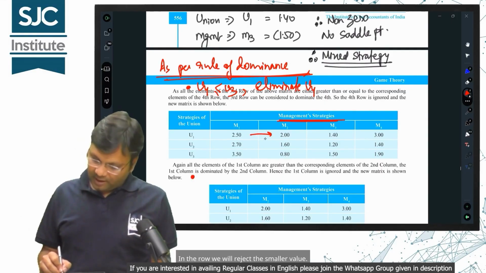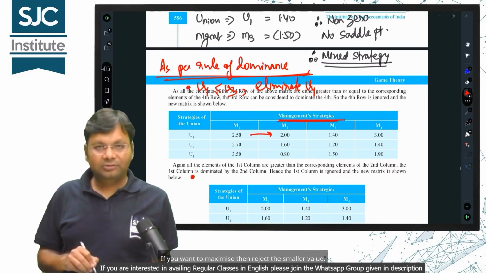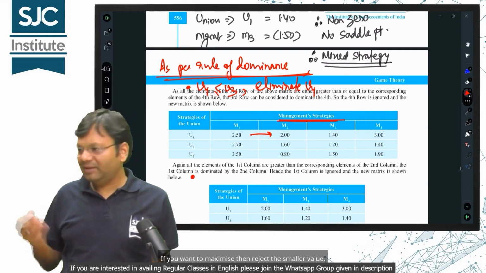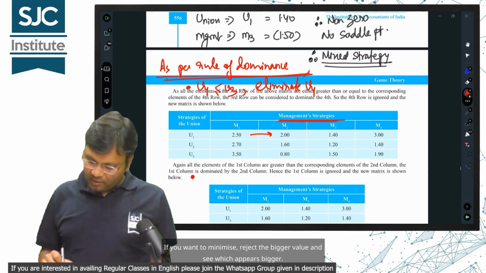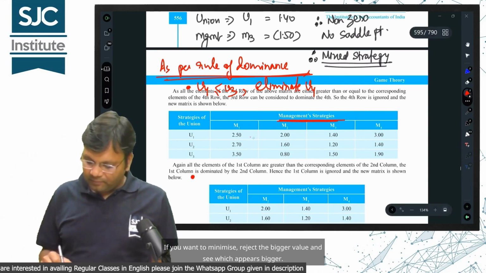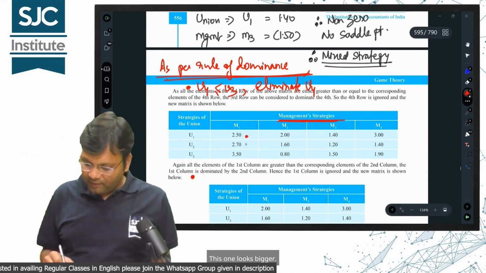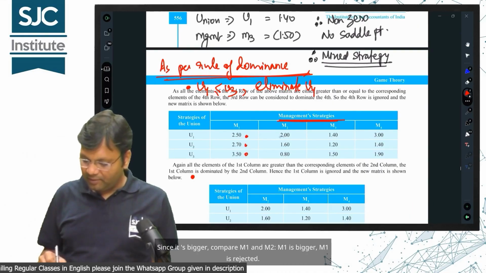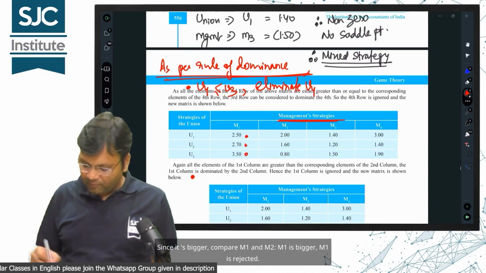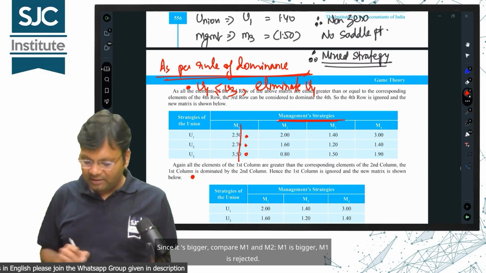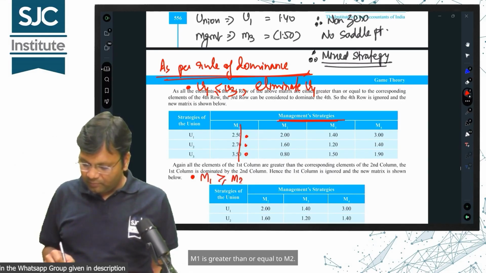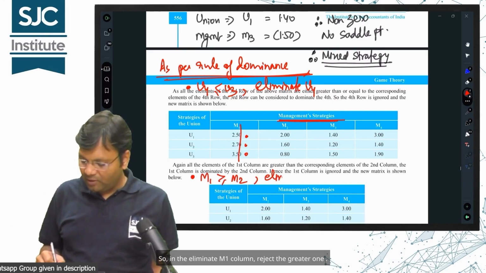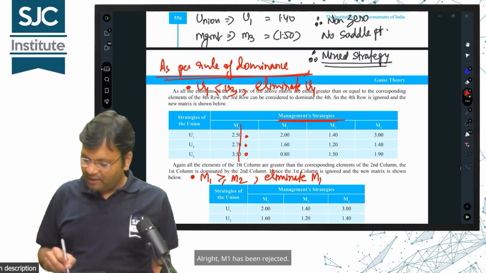In the row, we will reject the smaller value. If you want to maximize, then reject the smaller value. If you want to minimize, reject the bigger value and see which appears bigger. This one looks bigger. Since it's bigger, compare M1 and M2. M1 is bigger, M1 is rejected. M1 is greater than or equal to M2. So, in the eliminate M1 column, reject the greater one. Alright, M1 has been rejected.